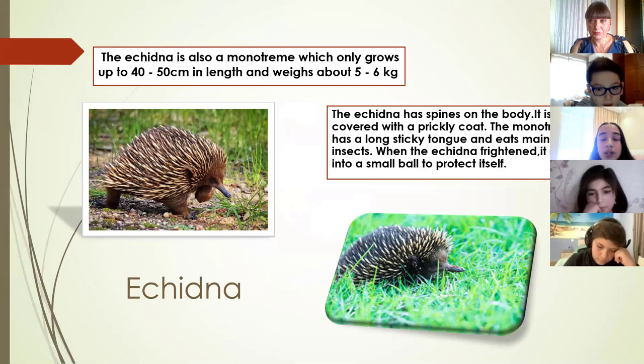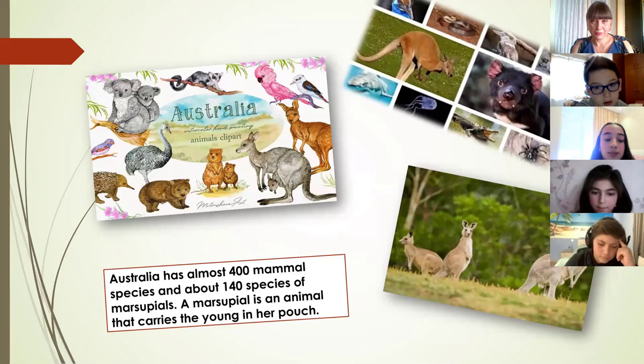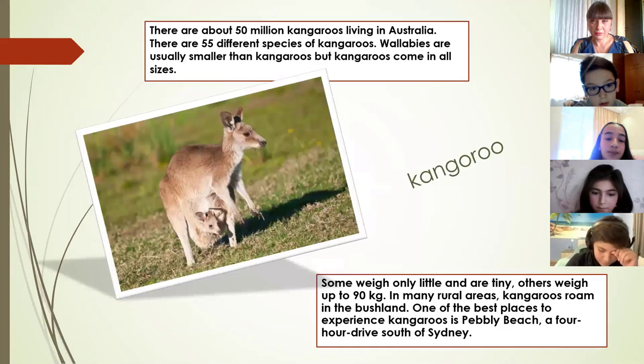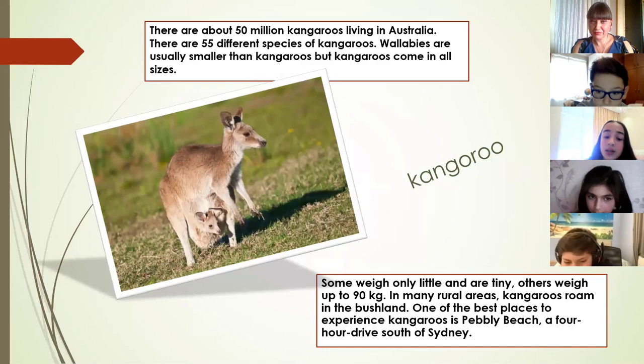Australia has almost 400 mammal species and about 140 species of marsupials. A marsupial is an animal that carries its young in a pouch. Kangaroo. There are about 50 million kangaroos living in Australia. There are 55 different species of kangaroos. Wallabies are usually smaller than kangaroos, but kangaroos come in all sizes. Some weigh only a little and are tiny. Others weigh up to 90 kilograms.